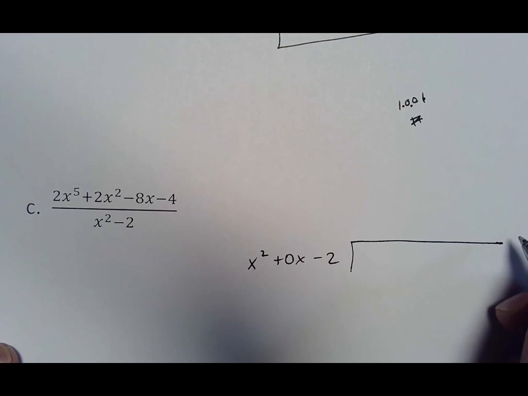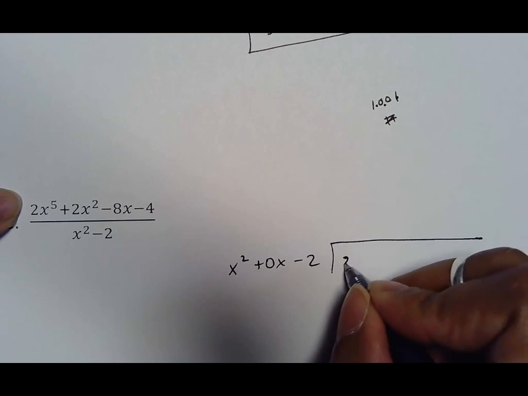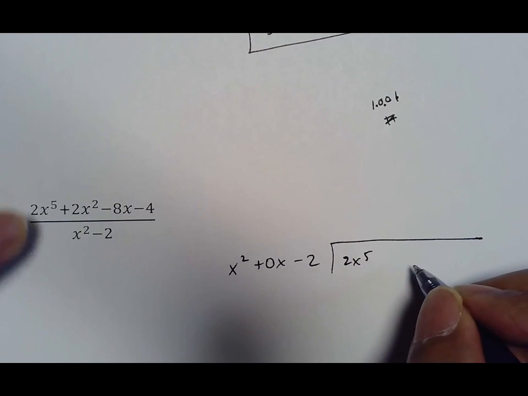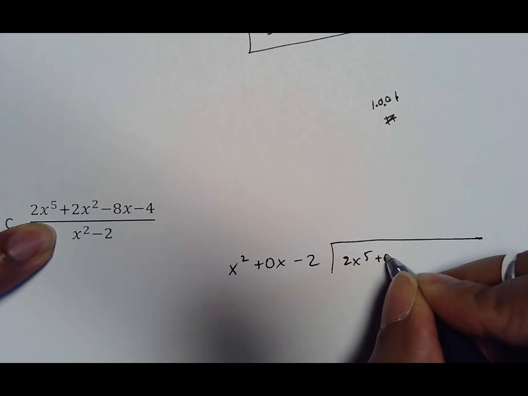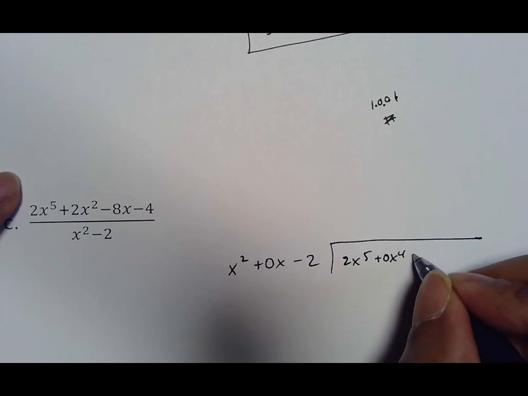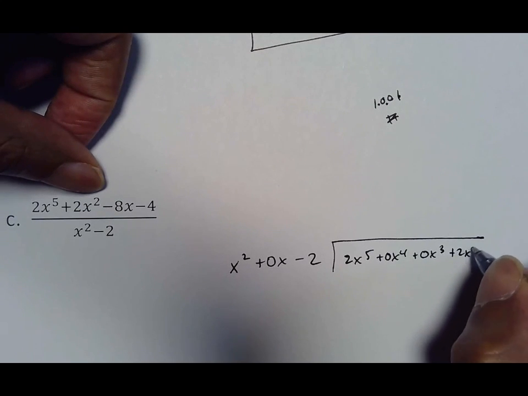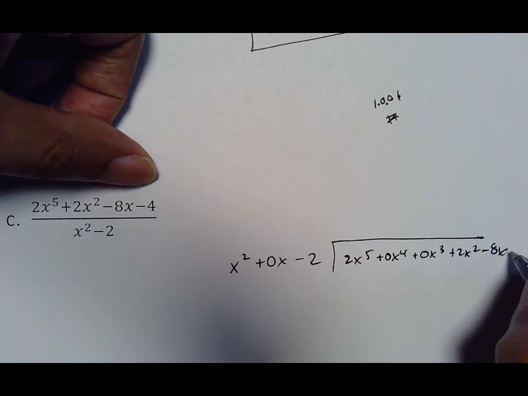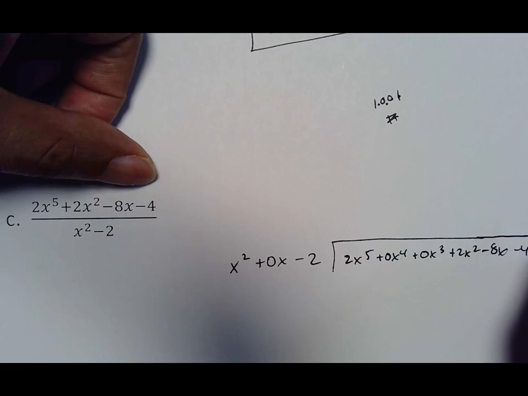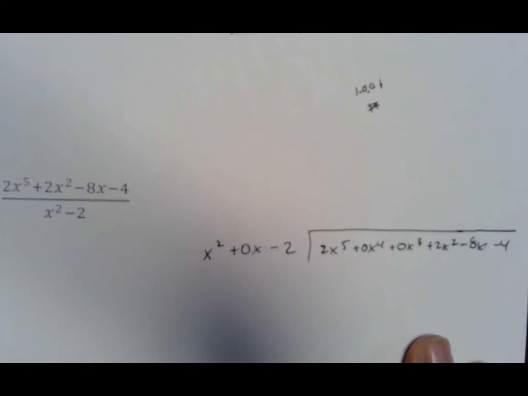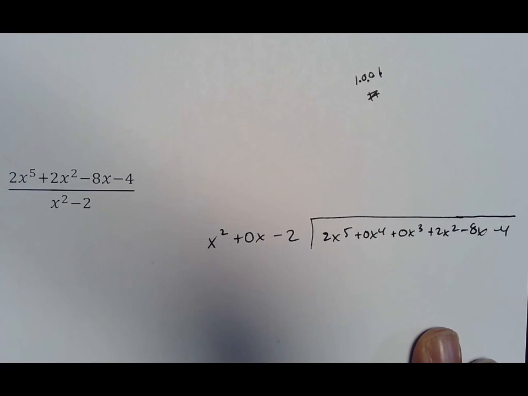Same thing for what goes on the inside. 2x to the 5th, and now you have to ask yourself, is there an x to the 4th? Nope. Is there an x to the 3rd? Nope. Is there an x squared? Yep. Minus 8x minus 4. Of course, I put myself all the way against the corner. It's always good to do when I'm on video forever.